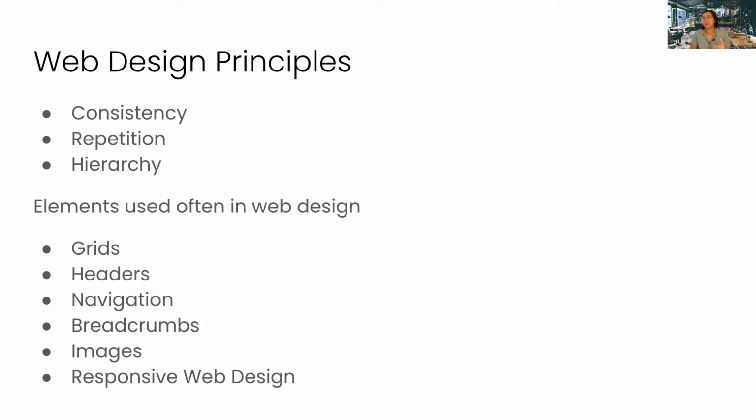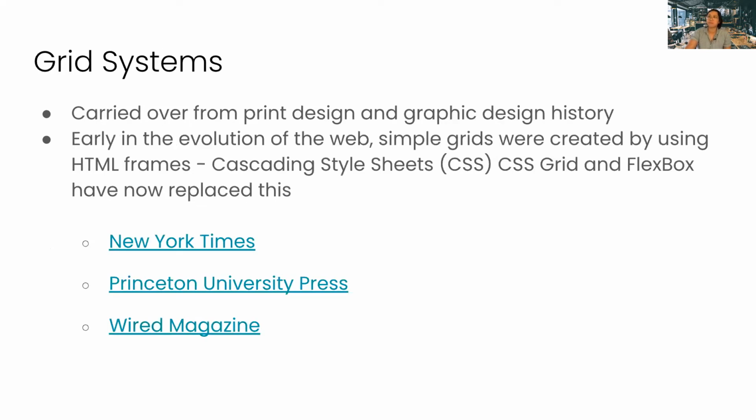Today, we know that we can apply art and design principles to make things a little bit more navigable and legible. So we'll talk a little bit about that, and we'll also discuss the elements that are often used in web design. Some of them are invisible, such as an underlying grid structure. Some of them are visible, like headers, navigation bars, breadcrumbs, images, and then this concept of responsive web design.